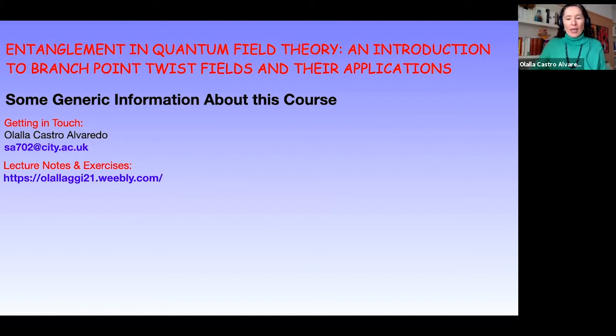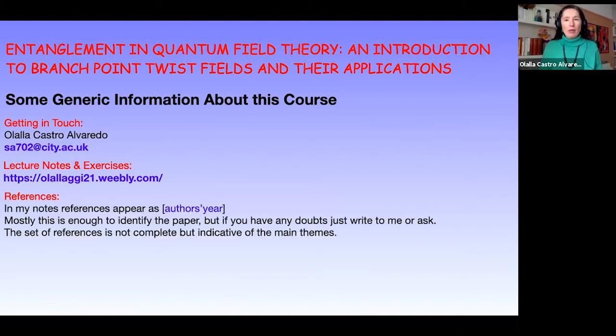Something about references. When I do my presentations, I tend to present references in this form. I just write the authors and then the year. I don't write the journal and all the details, just to make things a bit shorter. I understand that for a graduate course this is maybe not the best approach, but most of the time that is enough information to figure out what the paper is.